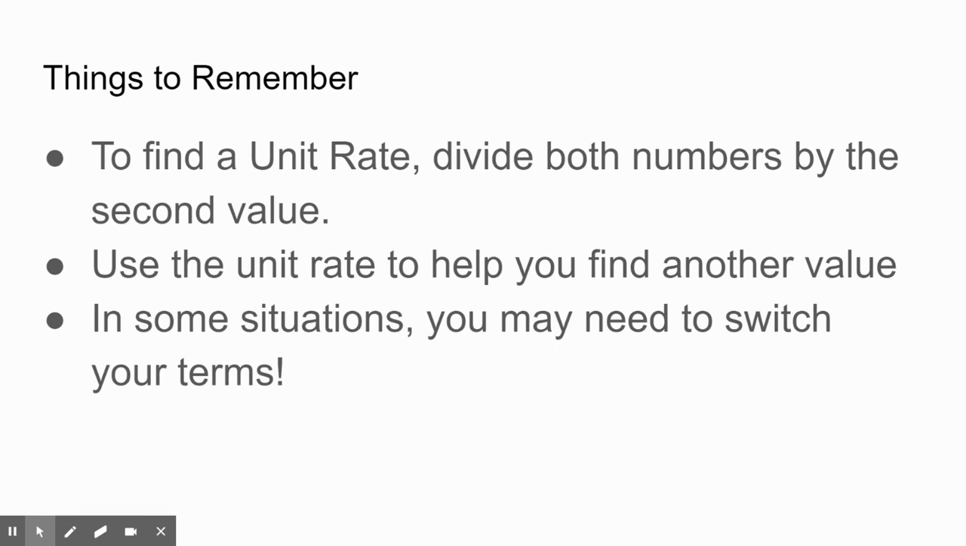In some situations, you may also need to switch the terms. In the previous example with the Ferrari, if you instead knew how many miles it was driving, you would have to flip your rate to begin with before you find the unit rate. That's a unique situation. We saw that a little bit in class, but bear that in mind.